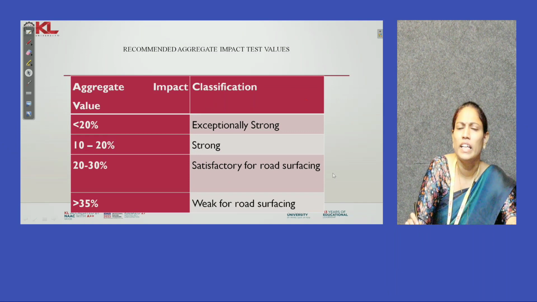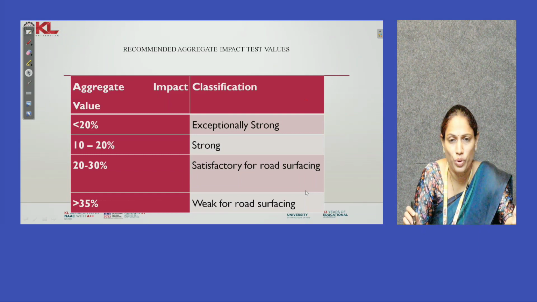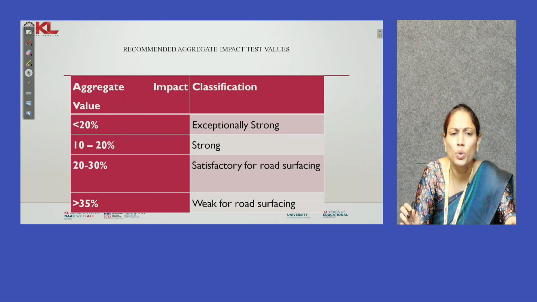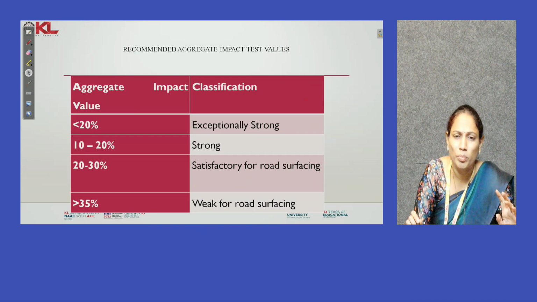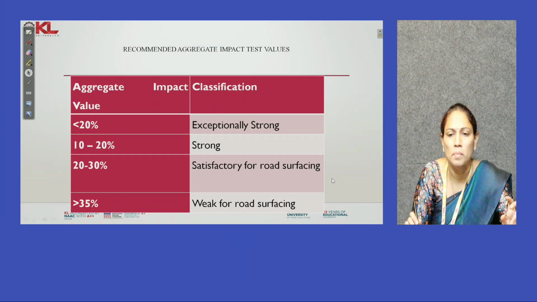So, the recommended aggregate impact test value. Generally, what is the impact value test that we consider for concrete? Aggregate impact value classification: less than 10% is exceptionally strong, 10 to 20% is strong, 20 to 30% is satisfactory for road surfacing, and greater than 35% is weak for road surfacing. So based on that we utilize the aggregate for one purpose or another.